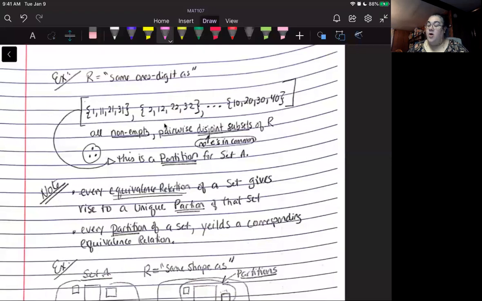If we have a relation called "is the same ones digit", the one we just finished talking about, we would have partitions where all of the elements that pair up together that have 1 as their ones digit would all be together. And then we'd have all the pairs that ended up with 2 as their ones digit, and all the pairs that have 3 as their ones digit, and 4 and 5 and so on, all the way until we get to 0. Each one of these is not empty.